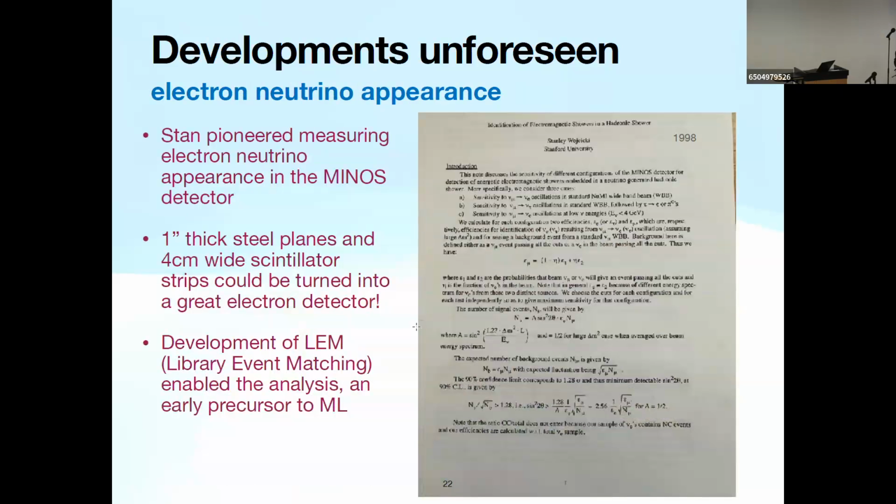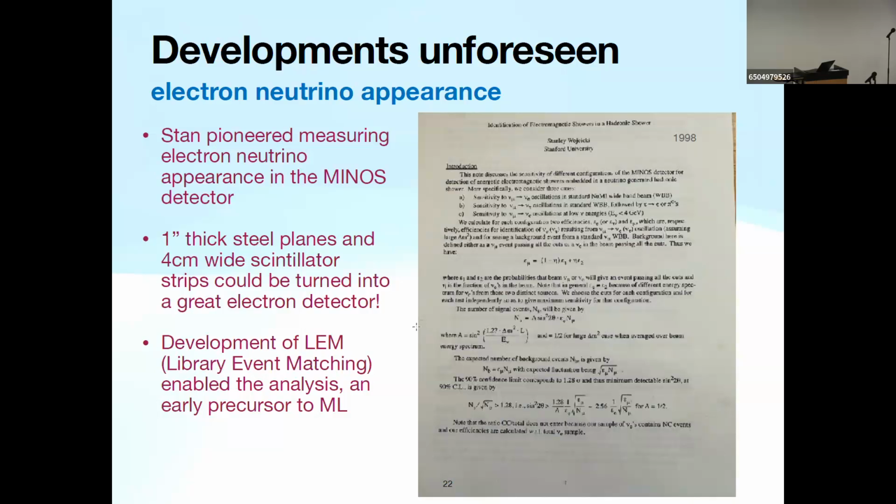Anyway, yes, so scientifically, the unforeseen development that I'm going to talk about just now is looking for electron neutrino appearance. So the experiment was designed to look for muon neutrino disappearance. So we had big, thick 1-inch thick planes of steel.